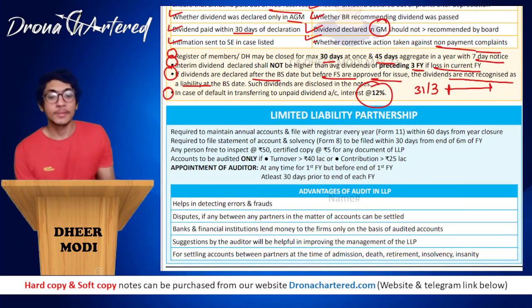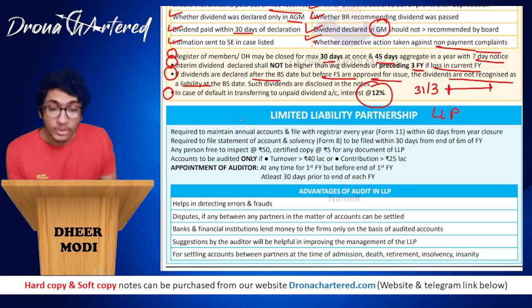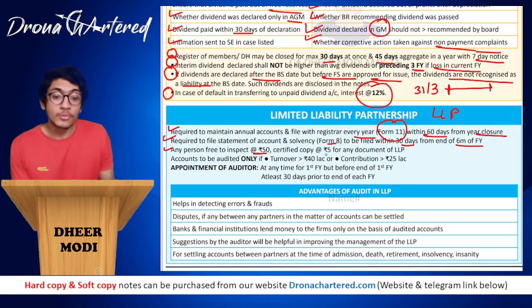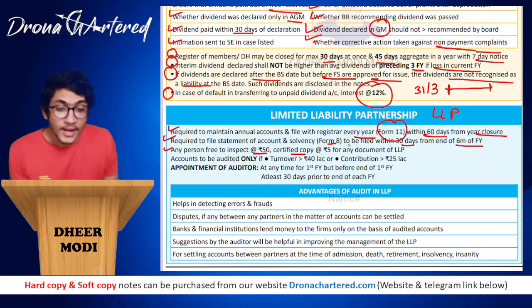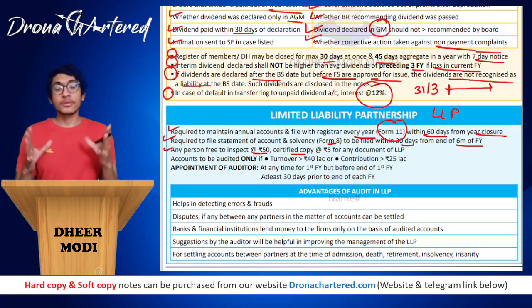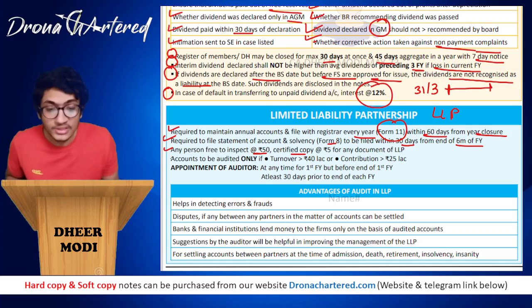And the last part of the chapter is your limited liability partnership. So limited liability partnership, which we also call LLP. It is required to maintain annual accounts and file with the registrar every year in Form 11 within 60 days from year closure. It is required to file a statement of account and solvency in Form 8 within 30 days from the end of 6 months of the financial year. Any person is free to inspect at the rate of rupees 50, certified copy and 5 rupees for any document of the LLP. So this is basically your photocopy charges that they charge.